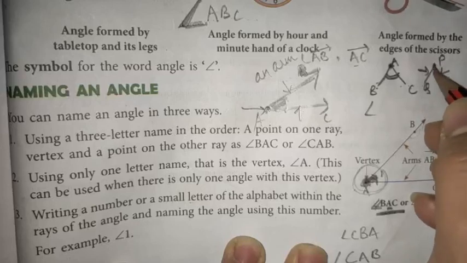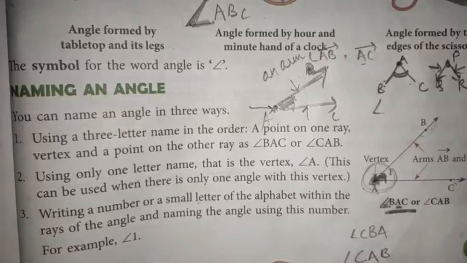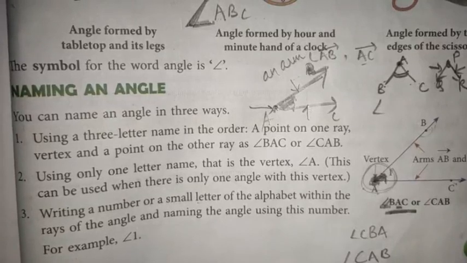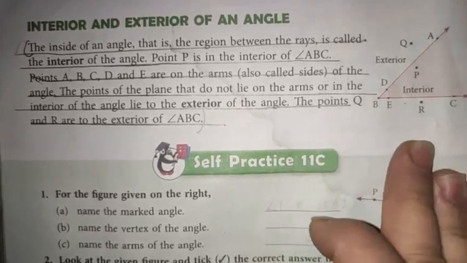QP and or PQ and PR. Okay, so this is how you represent or name an angle. Alright, next we have the interior and the exterior of an angle.